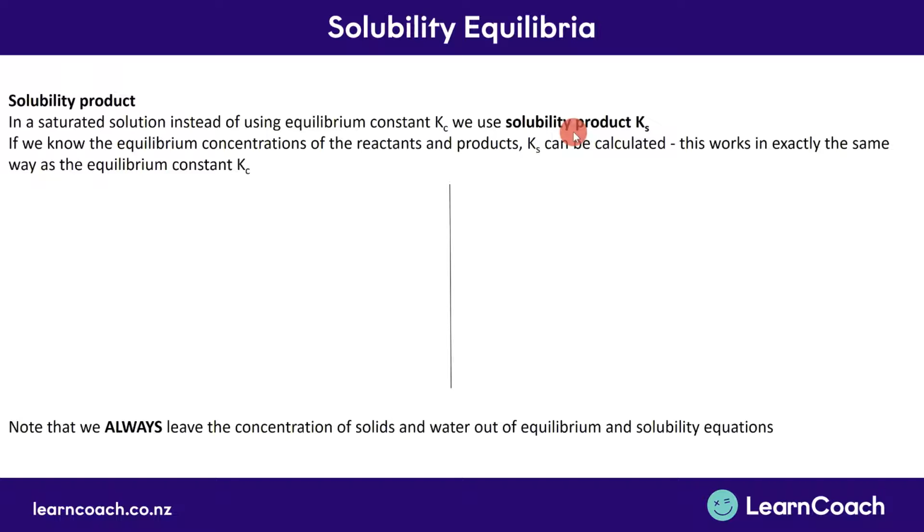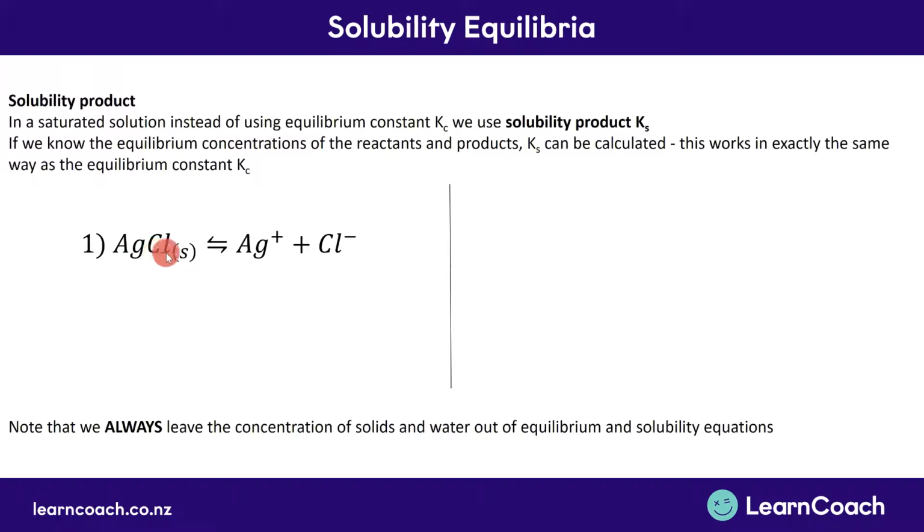And luckily for us, solubility product is very strongly related to Kc. Ks and Kc are both equilibrium constants. The only difference in them is that Ks is the equilibrium constant you use when you're doing solubility equations. The Ks equation, though, is exactly the same as the Kc equation. So let's work through an example.